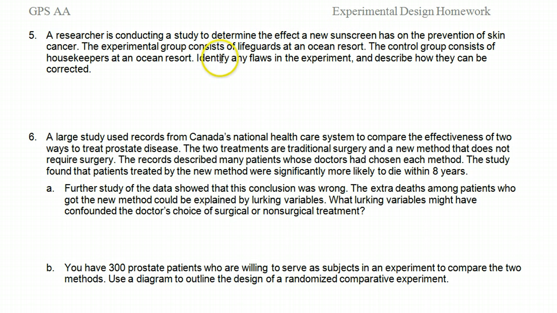If the housekeepers are getting less cancer, we don't know if it's because of the great sunscreen or because they're indoors most of the day. All right, so the way to correct that would be to have all of the subjects in the experiment put into one big group and just randomly choose who is going to get the sunscreen and who's not going to get the sunscreen, and then measure based on that.